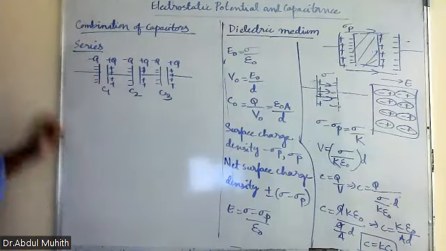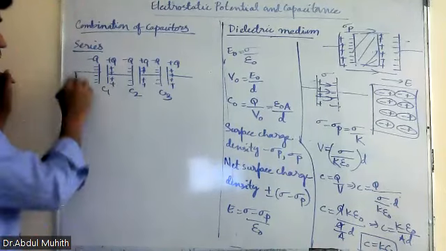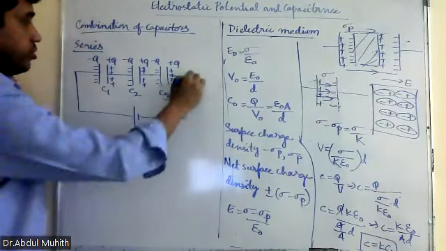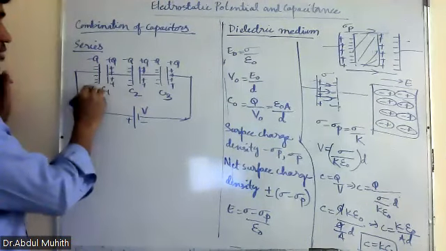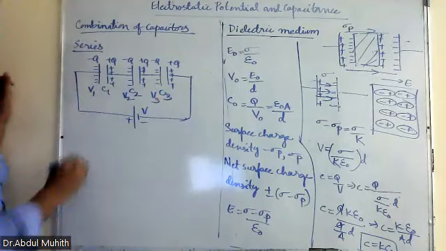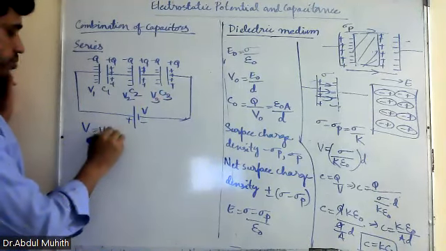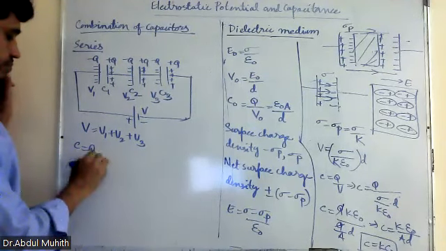So what will happen here? We have the voltage; we are adding the voltages. Suppose it is connected like this to a battery, with plus and minus terminals. The voltage here is V1, V2, the potential difference across each capacitor. So we have the formula V is equal to V1 plus V2 plus V3. We have the formula C is equal to Q by V.